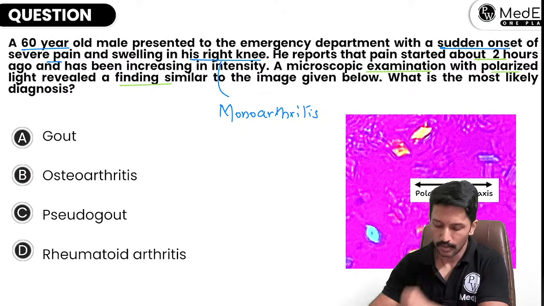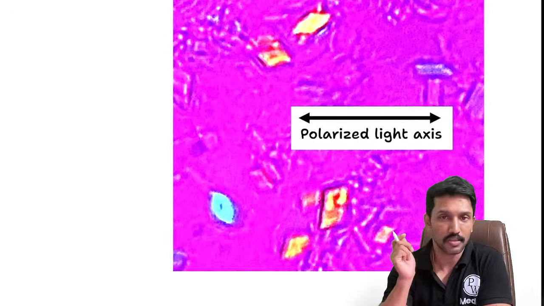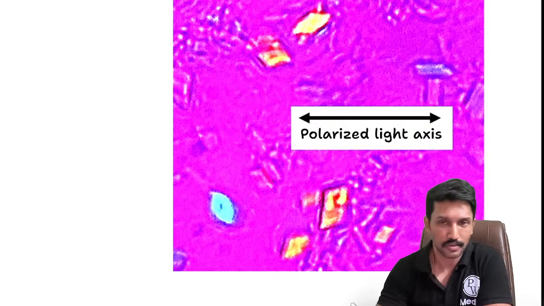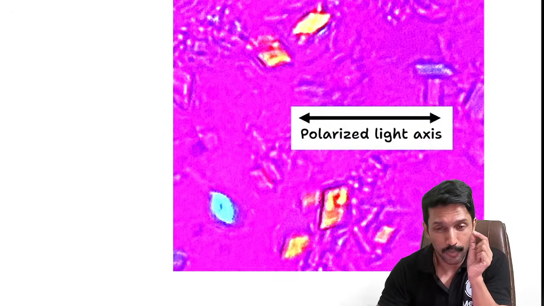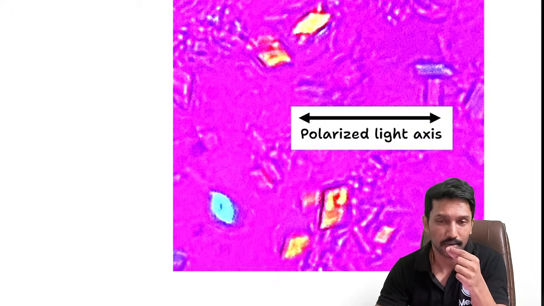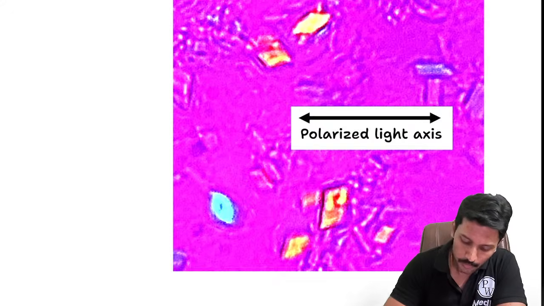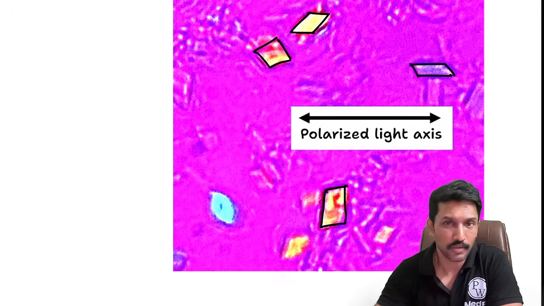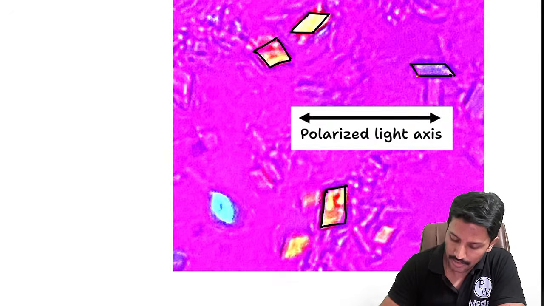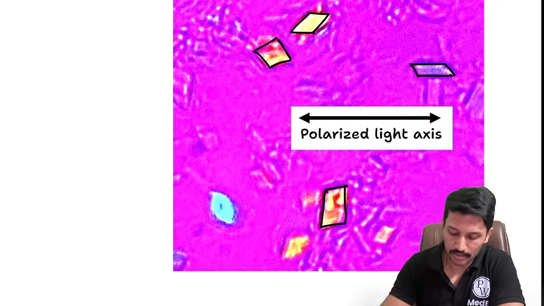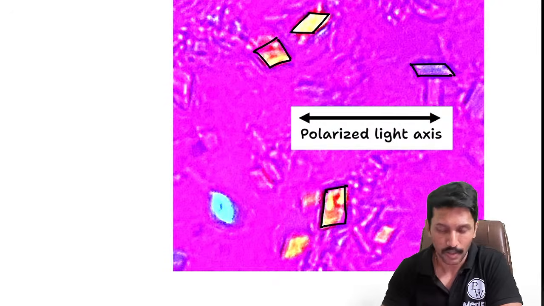What is the diagnosis? So here we are seeing some crystals. What is the shape of the crystals? In gout, actually, the crystals are made of monosodium urate and they are needle shaped. But here we are seeing rhomboid shaped crystals. The crystals are positively birefringent. The crystals which are aligned parallel to the axis of the polarized light are purple-violet, and the ones which are aligned perpendicular to the axis of polarized light are yellow.